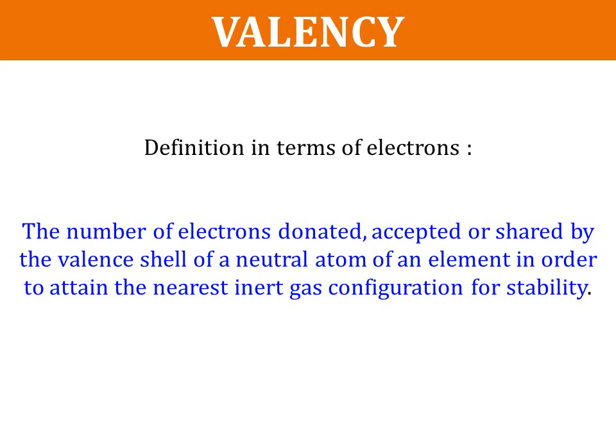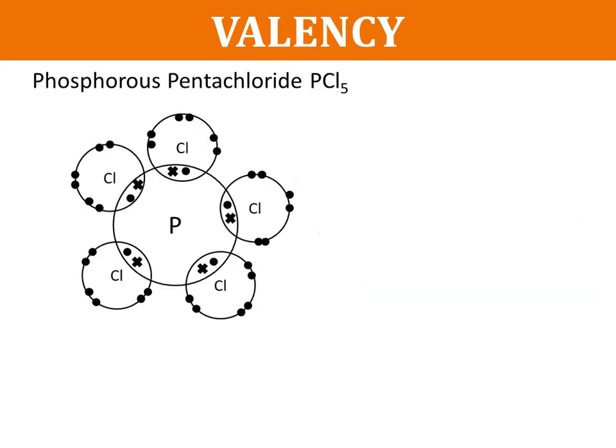Let's revisit the previous examples. Phosphorus pentachloride. This is the structure. And over here, for the electrons' participation, you can see there's a cross and there is 1 dot. The dots belong to chlorine and the cross belongs to phosphorus. So you can see that from the chlorine side only 1 electron is participating.